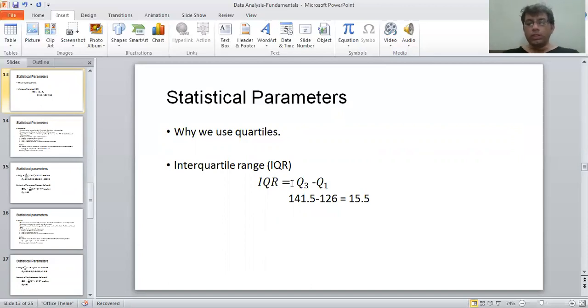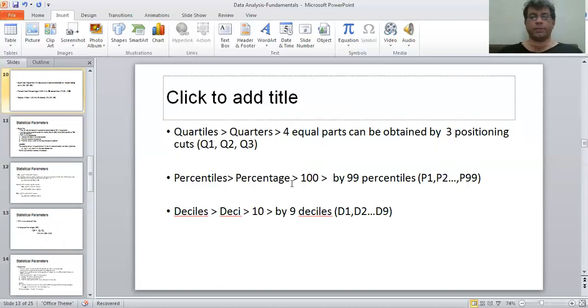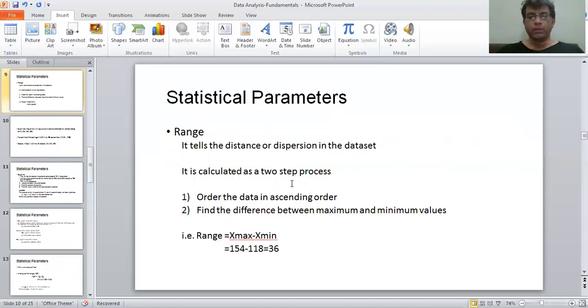When we talk about the interquartile range, since again it's a distance, it's the distance between the minimum value of quartile and the maximum value of quartile. The maximum value of quartile is Q3, which is 141.5, and the minimum value of quartile is Q1, which is 126, and the difference between the two is 15.5. So this is the IQR, or the interquartile range. And why do we find it, why do we use it?